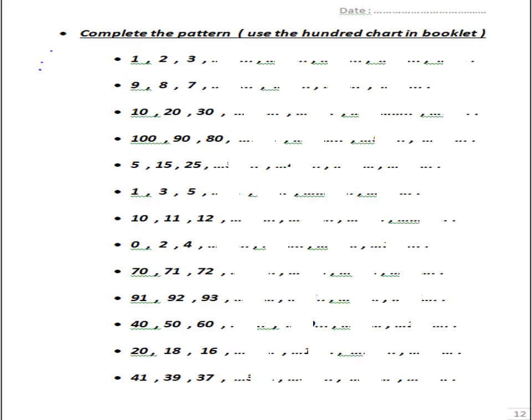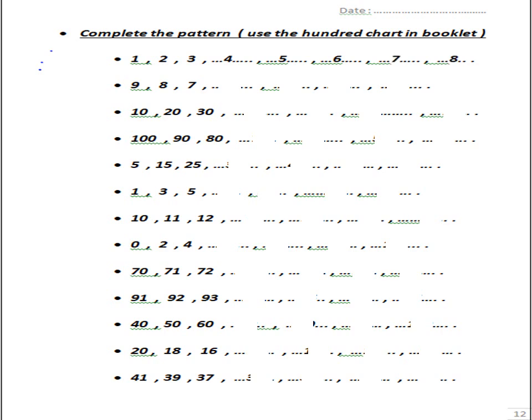Open your final revision, page 12. Here he says to me, complete the pattern. The first question here, 1 becomes 2 and 2 becomes 3. So we jump one number, we increase by 1. So after 3, 4, and after 4, 5, and after 5, 6, and after 6, 7, and after 7, 8.